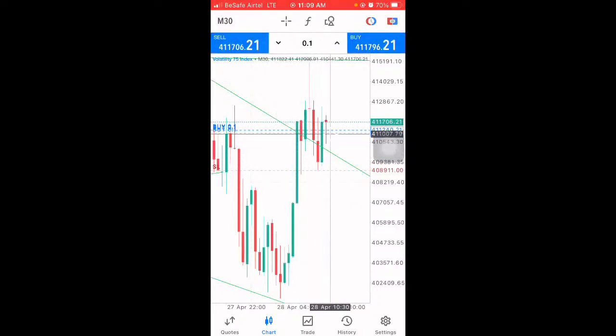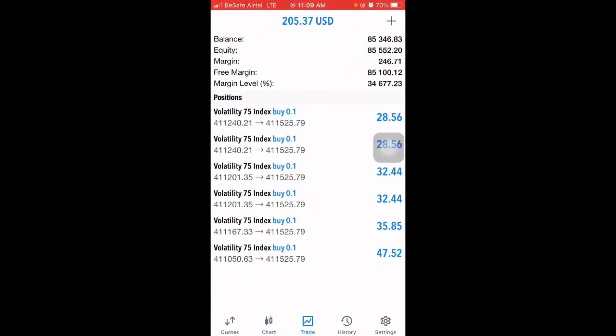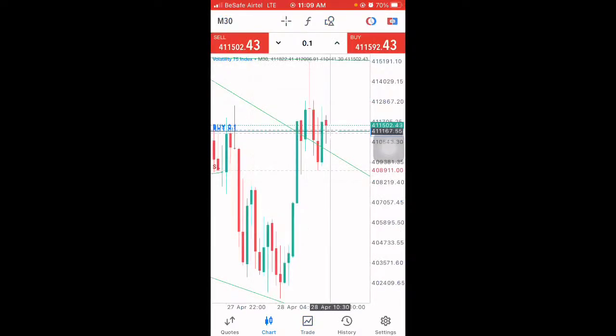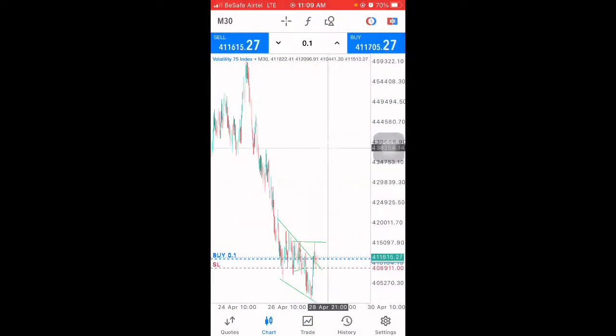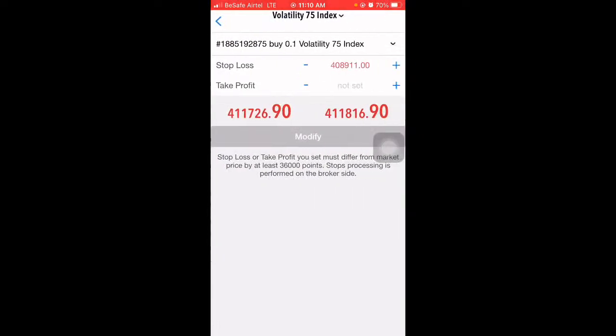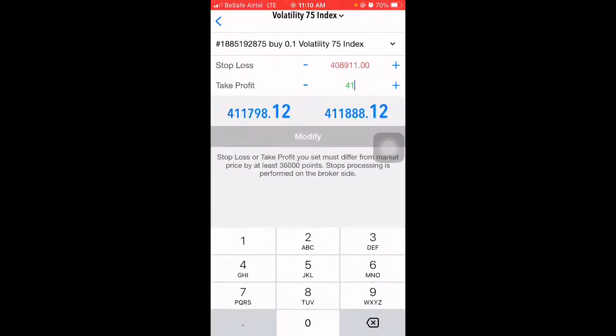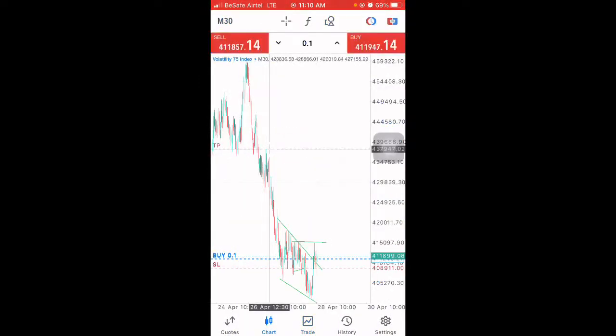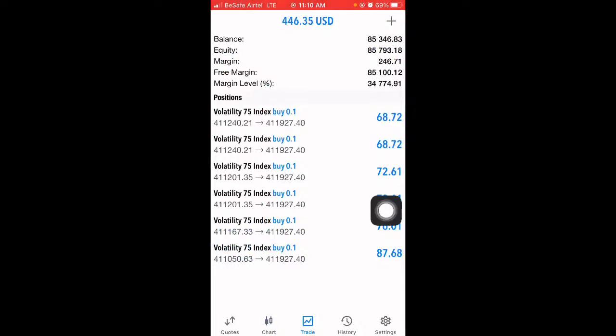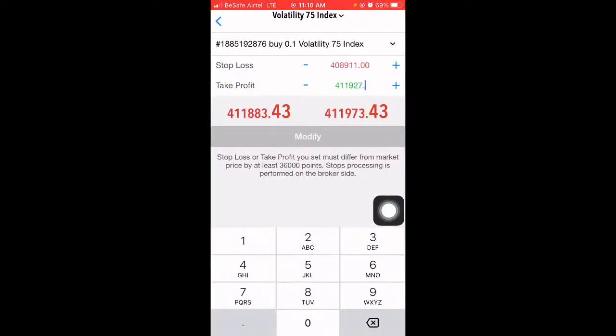So I entered my position on this candlestick here, and currently you can see that we are reaping our profit. But this profit is not our target. Our target is for this market to get back to this position, which is 437,947. So that's where I'm setting my take profit.